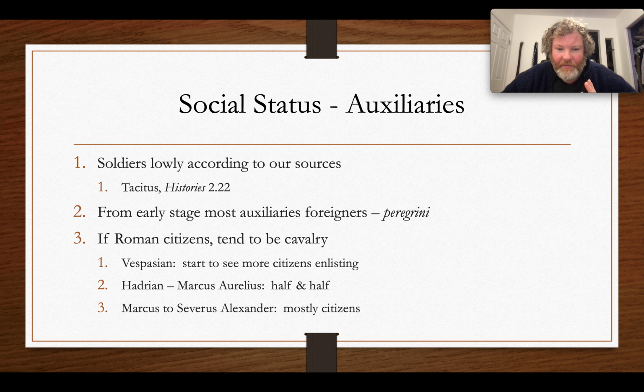Although this pattern, at least according to Le Bohec, shifts a bit. From Vespasian, we start to see more and more citizens enlisting. From Hadrian to Marcus Aurelius, it's maybe about half and half. And then, so he argues, from Marcus to Severus Alexander, they're mostly citizens.